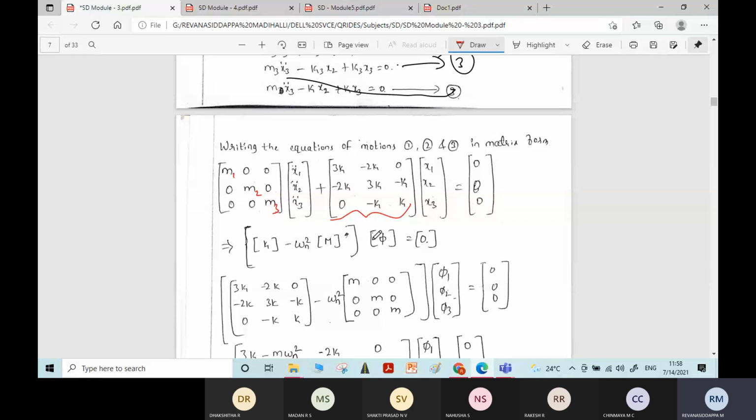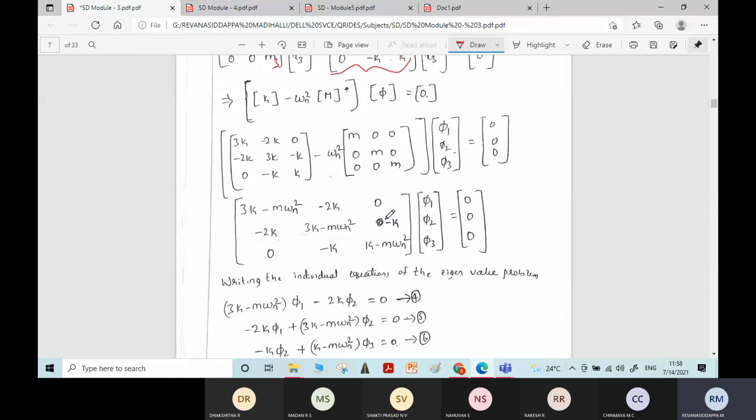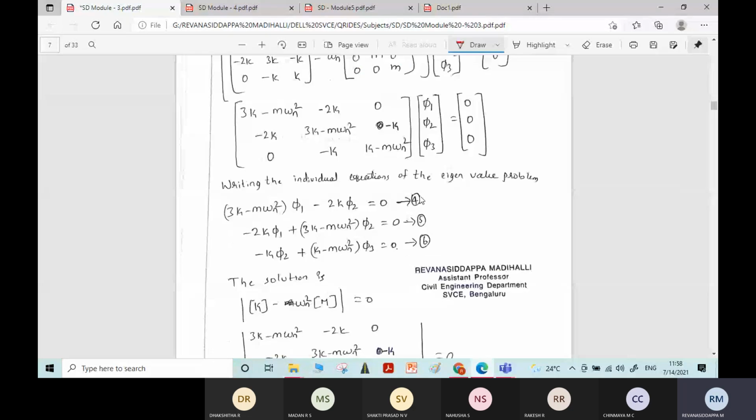And next steps are same. K minus omega n square m into phi equal to 0 condition you take. You know the stiffness matrix, you know the mass matrix, you know the mode shape matrix, everything. You just do the simplification. For a 3 mass problem, you will get 3 equations like this.